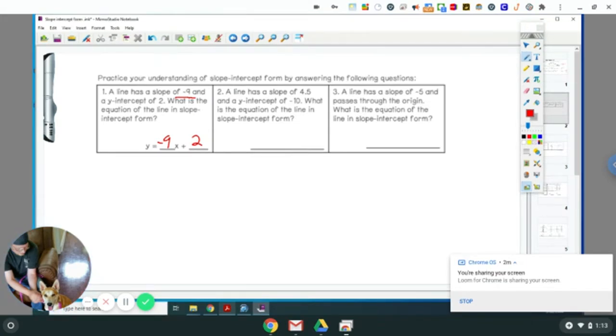A line has a slope of 4.5 and a y-intercept of -10. So your answer would be y is equal to 4.5x minus 10, because it's a -10, so you just do minus 10. A line has a slope of -5 and passes through the origin. So that means my answer would be y is equal to -5x and nothing else, because the origin is 0. So it would just be +0, which you do not need to write.